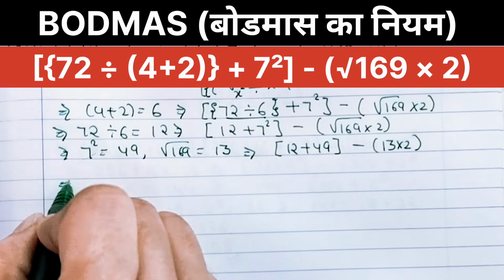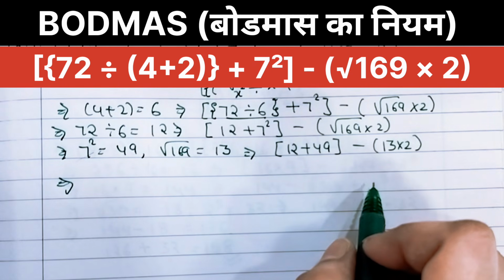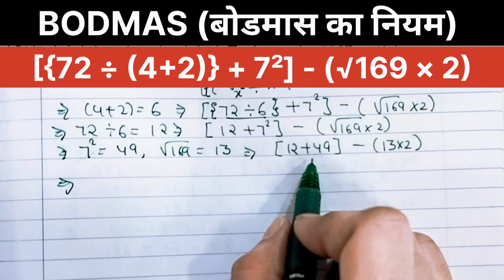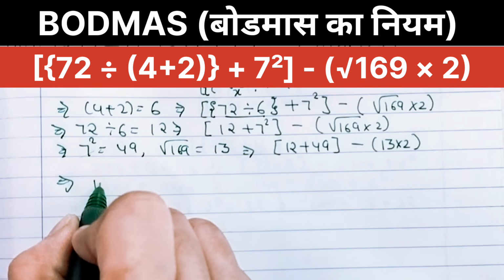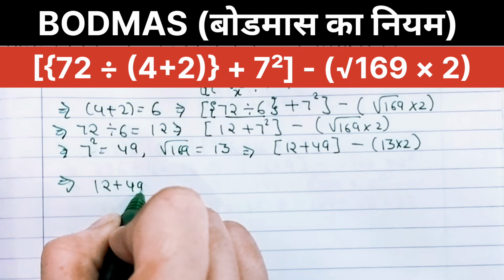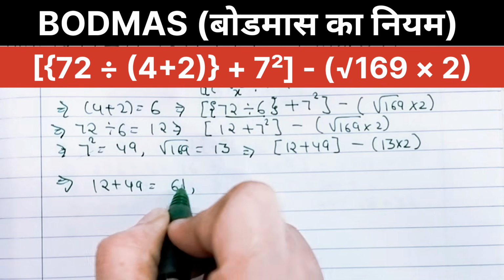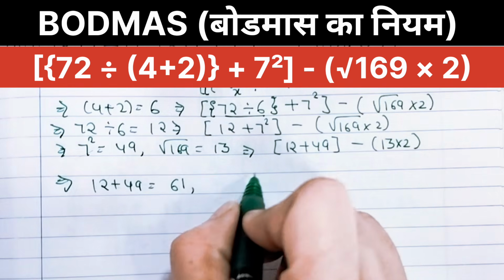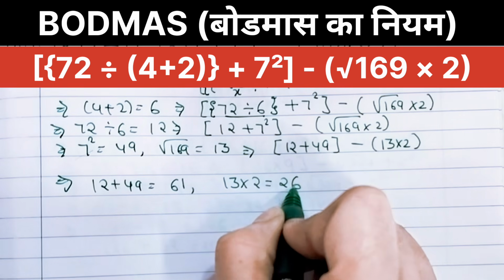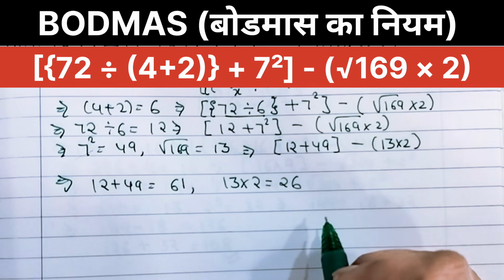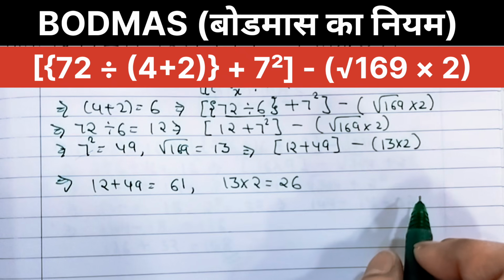Now according to the next step, resolve the remaining brackets group. Add inside the square brackets and then multiply inside the small brackets. Now first we add the values. 12 plus 49 will get 61. And according to the small bracket, which is 13 multiplied by 2, will get 26. According to this step, completely reduce each bracket into a single number before applying the final operator.